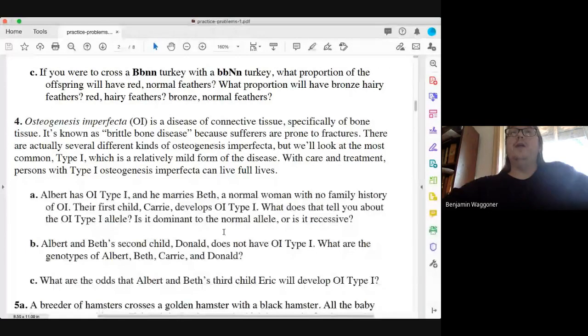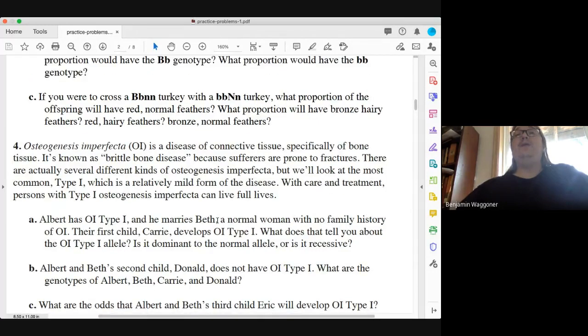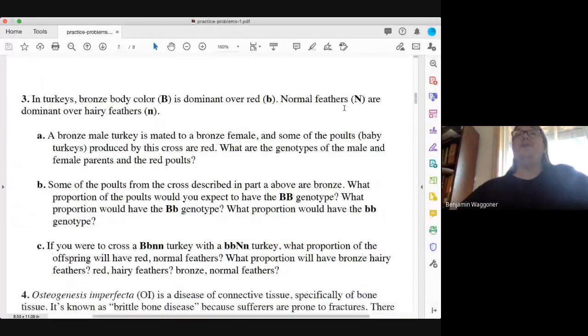it dinner. So we want to cross a big B, little n turkey with a little b, big N, little n turkey. And if you forgot, N is for normal feathers, and big N, normal feathers, is dominant over little n, hairy feathers. So we want to cross a big B, little n turkey with a little b, big N, little n turkey. What does that even look like?